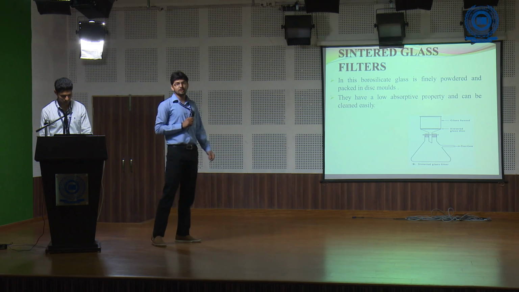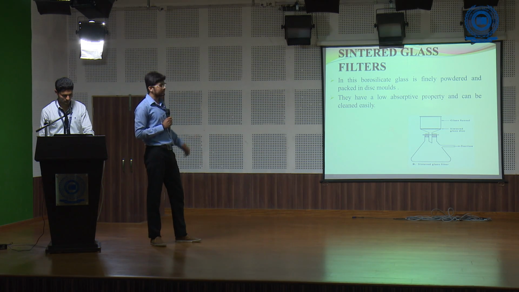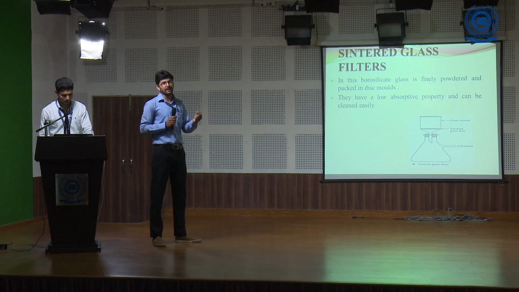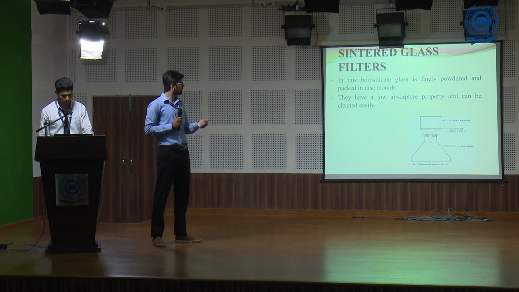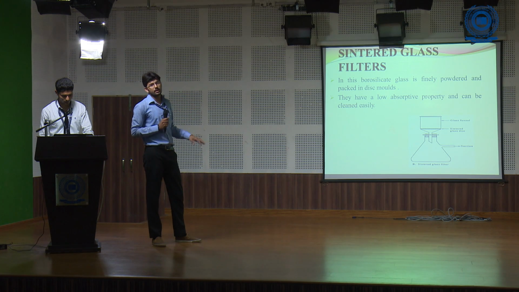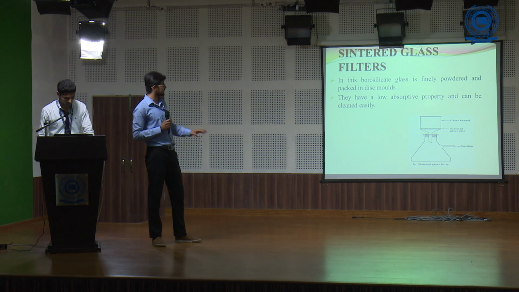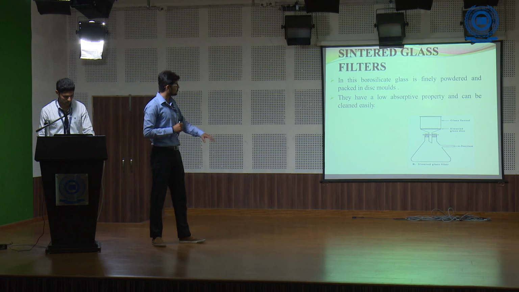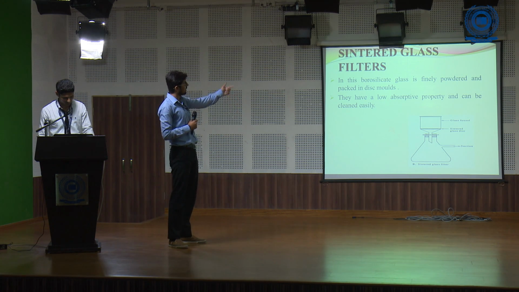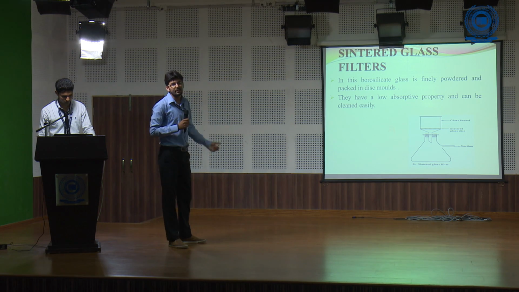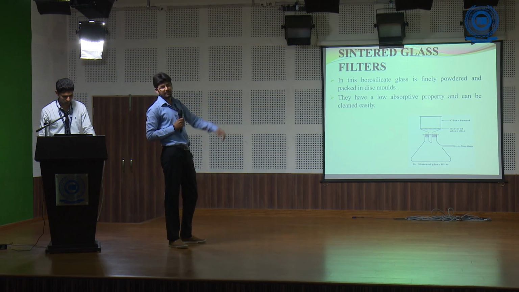Next is filtration by sintered glass. These glass filters are made up of borosilicate, which is finely powdered and molded into a sheet. It is very costly and is used after its sterilization. In this method also we take a conical flask and funnel, attach a sintered glass disc on the funnel, pass the solution that we want to be filtered, and collect the filtrate and the filtrant.